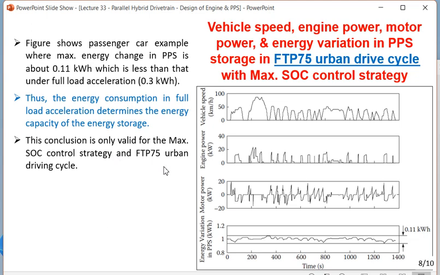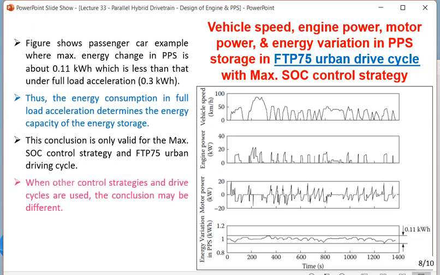So we know there are two control strategies. One is the maximum SOC control strategy and one is the thermostat based on-off control strategy. So whatever we are showing here, where the maximum energy change in the PPS is calculated as 0.11 kilowatt hour, is the max SOC control strategy. That means the one for which we had this very big flow chart and graph and all those things. That strategy we are talking about.